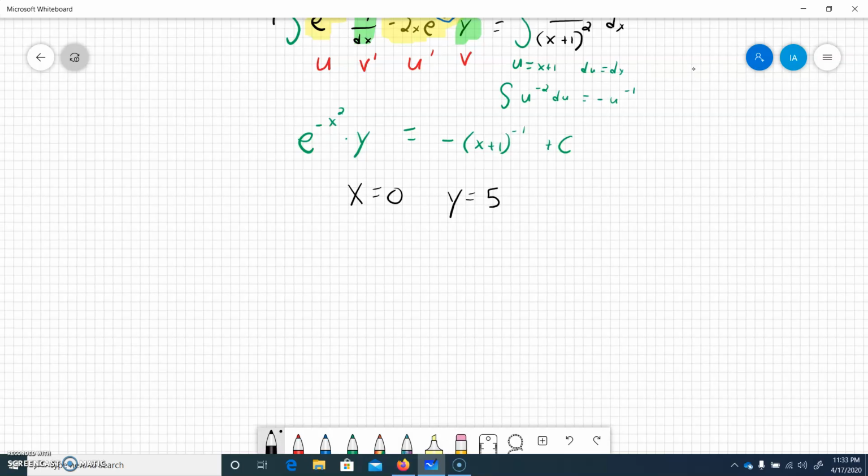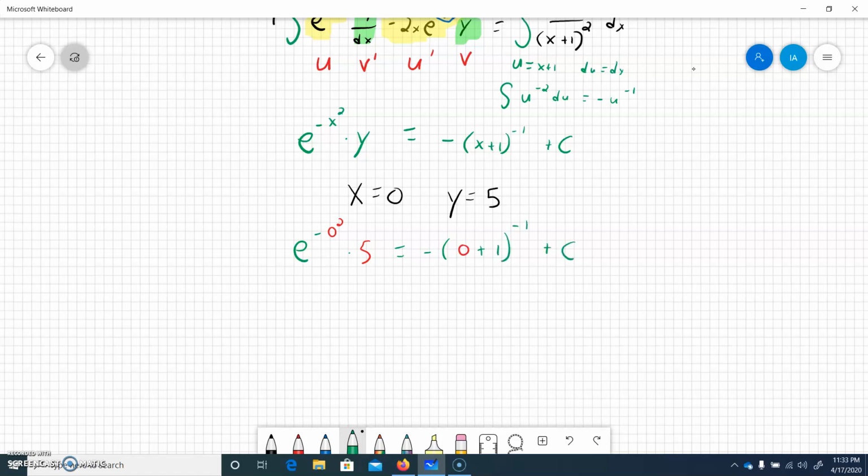So we're going to plug those in and we can actually find c. Now, we could get y by itself before we do this, but let's just plug the numbers in and see what happens. So let's plug in e to the negative 0 squared times 5. That's exciting, right? Equals negative, our x is 0, plus 1 to the negative 1 plus c.